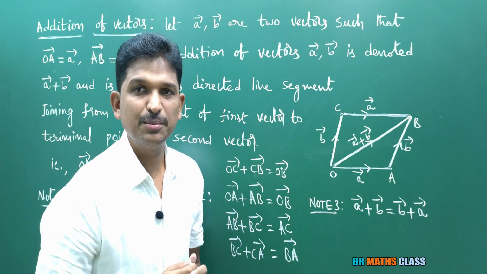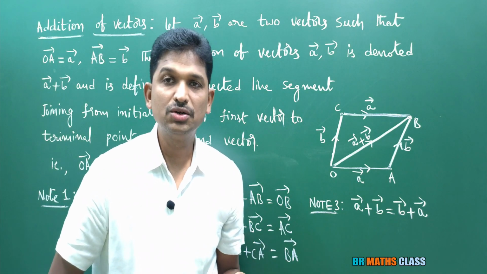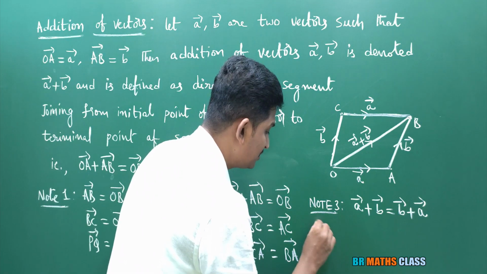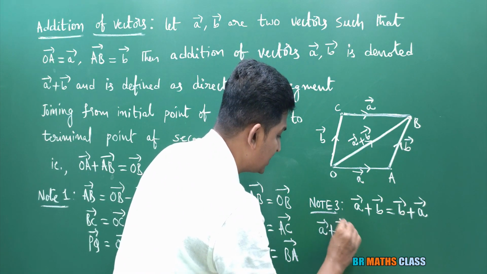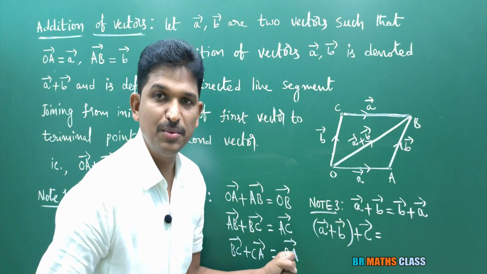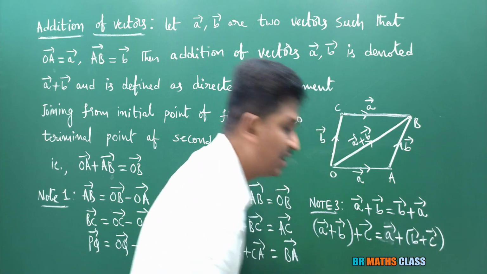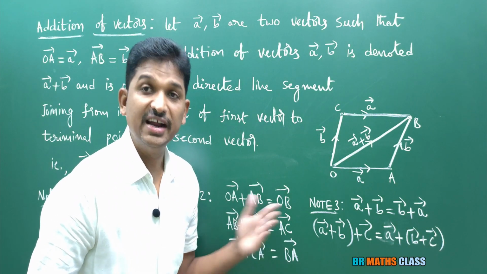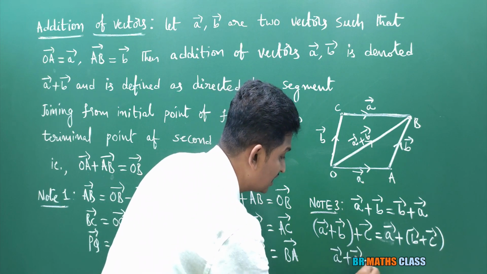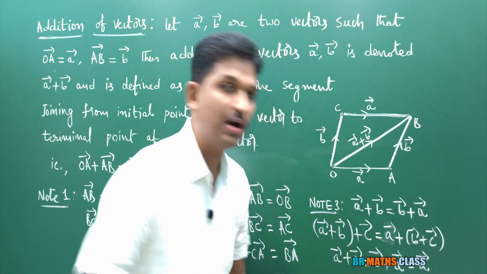Please think a little bit. You can understand this very easily. So what is the third note? Commutative law holds good with respect to addition of vectors. With respect to vector addition, associative law also holds good: (A bar plus B bar) plus C bar is the same as A bar plus (B bar plus C bar). And identity law also exists. That means A bar plus 0 bar equals 0 bar plus A bar equals A bar.